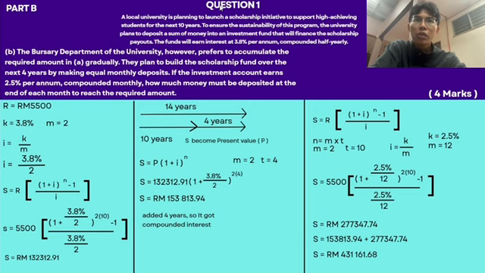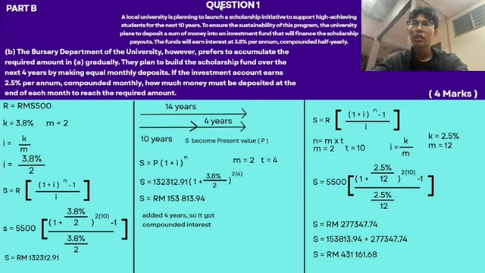So the answer is S equals RM153,813.94. To calculate how much money must be deposited at the end of each month to reach the required amount, we use the annuity formula S equals R((1 + i)^n - 1) over i. We use 2.5% from the question, and since it says compounded monthly, i is 2.5% over 12. m equals 2, t equals 10 years. Putting in all the information, the answer is S equals RM277,347.74. Remember, that is not the final answer.